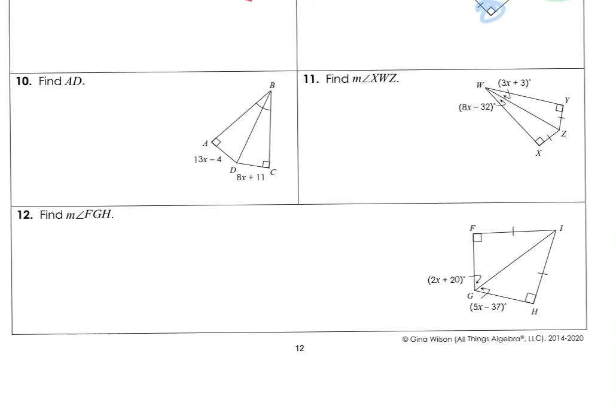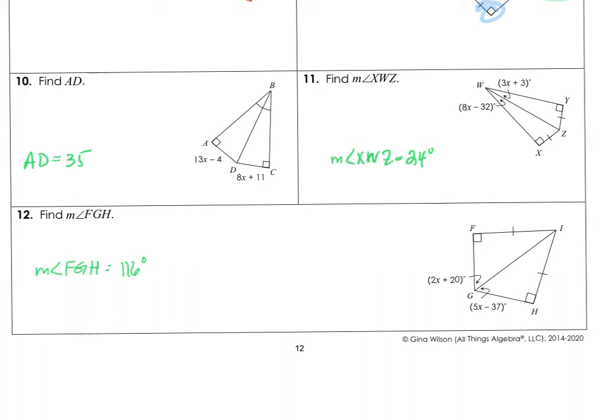Pause now. All right, so we've got answers on the screen here. I'm going to walk you through your setup real quick. You do know that this is an angle bisector. BD is an angle bisector, so you can set 13x minus 4 equal to 8x plus 11. To get that x is 3, which is going to push you into AD being 35.